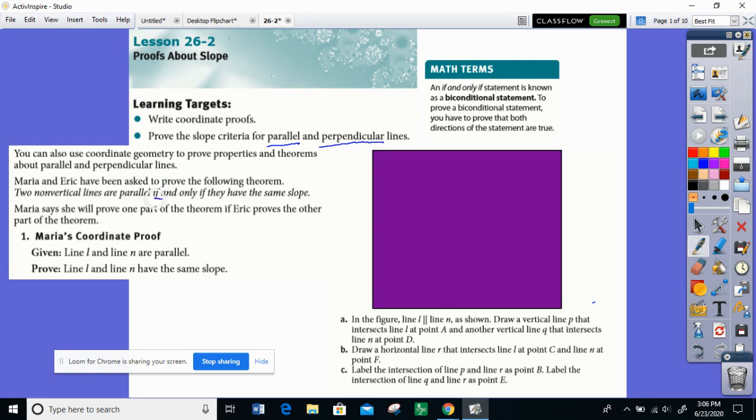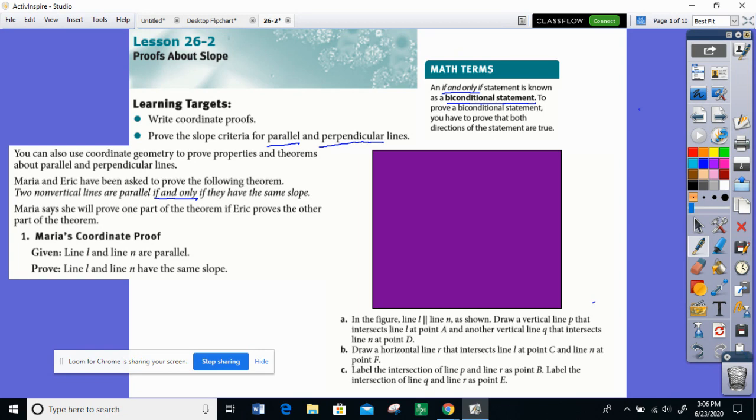So we learned about if and only if statements way back in the very beginning of this class in Unit 1. Just a reminder, an if and only if statement is called a biconditional statement. So that's a statement where the conditional statement is true and the converse is true. In other words, this theorem is true if both of these conditional statements are true.